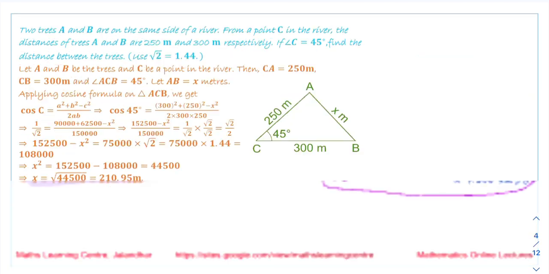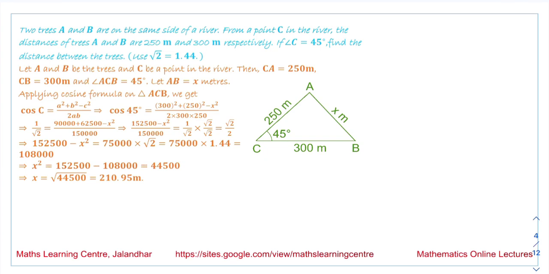Next is, two trees A and B are on the same side of a river. From a point C in the river, the distances of trees A and B are 250 meters and 300 meters respectively. Suppose this is the river, and there are two trees on the same side of the river, and there is a point C in the river. This is point A, and this is point B. This distance is 300 meters, this distance is 250 meters.